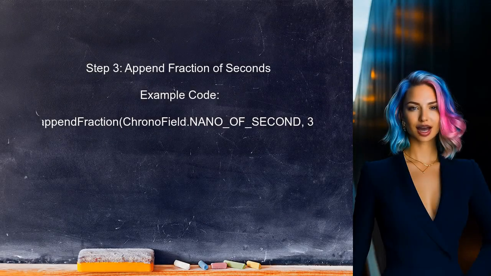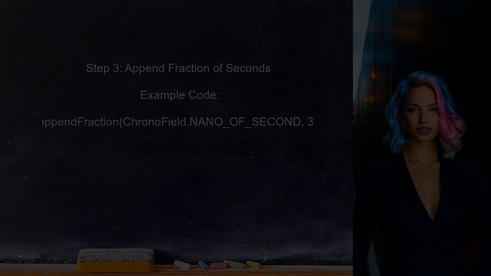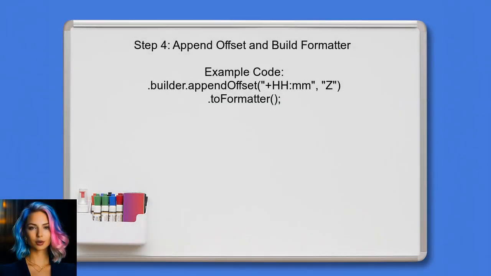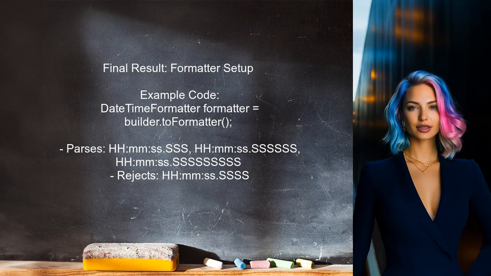Now, the user should append the optional fraction of seconds. This is done using the append fraction method, specifying the field and the minimum and maximum widths. Finally, the user should append the offset and build the formatter. This will complete the setup for parsing the desired timestamp formats. With this setup, the user can now parse timestamps like hours, minutes, seconds, and the optional fractions of seconds, ensuring that only 3, 6, or 9 digits are accepted.